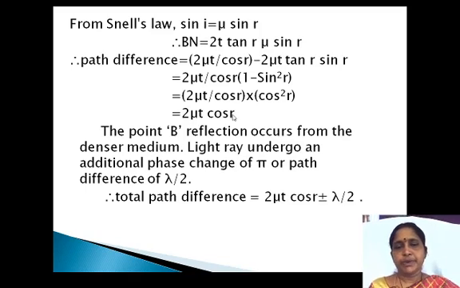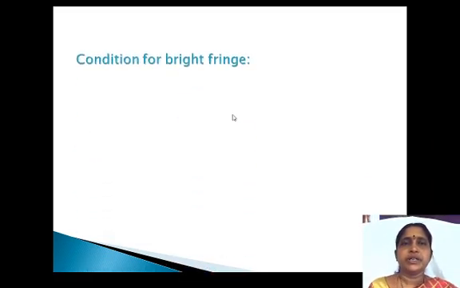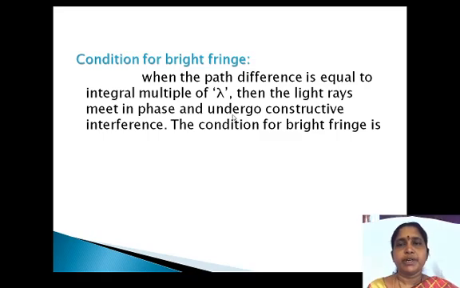When we obtain the path difference, we write the conditions for bright fringe and dark fringe. When the path difference is equal to an integral multiple of lambda, the light rays meet in phase and undergo constructive interference. The two reflected light rays are superimposed in phase, so the intensity is maximum and bright fringes appear.